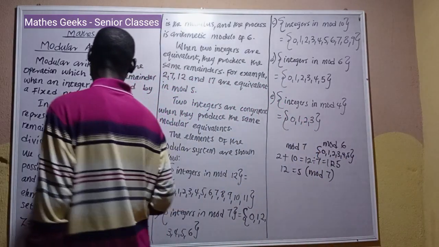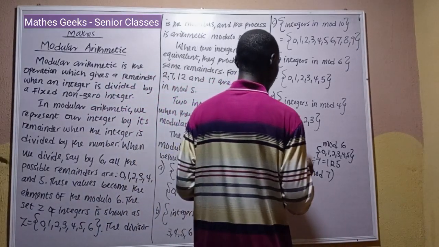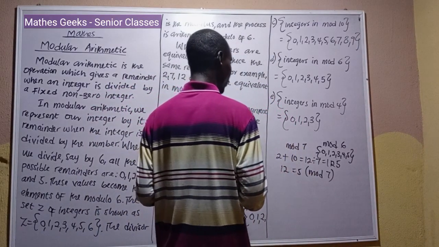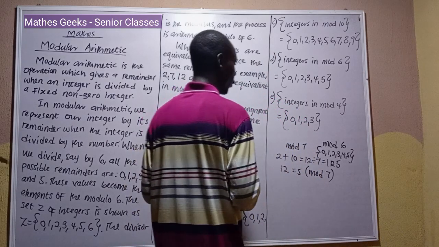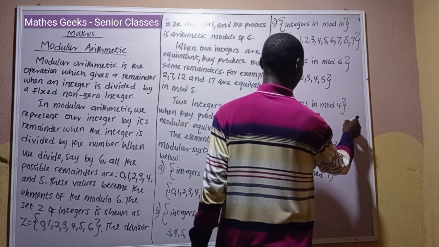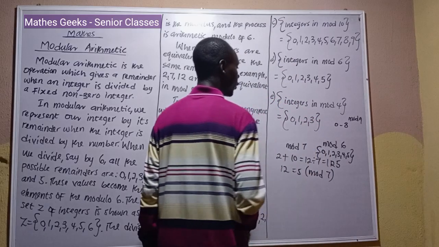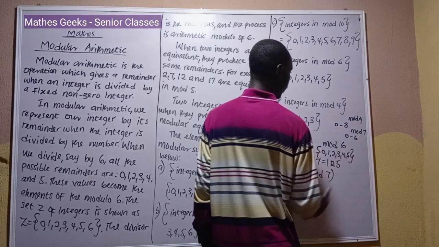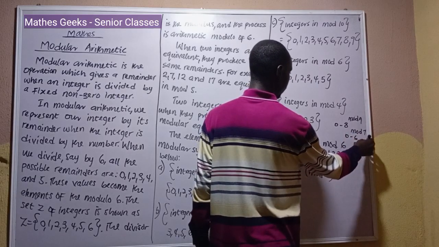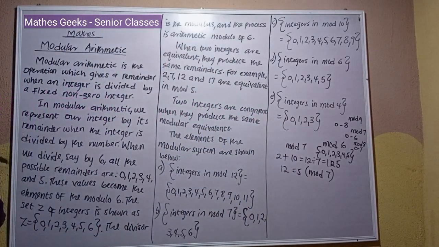This is why the rule is that for any operation carried out in any mod, the remainder is always less than that number. So if you are looking for a given value in mod 9, the remainder must be from 0 to 8. In mod 7, it must be from 0 to 6. In mod 8, it must be from 0 to 7. That's the rule observed in modular arithmetic.